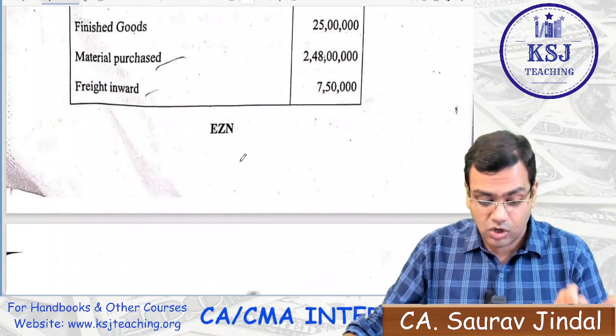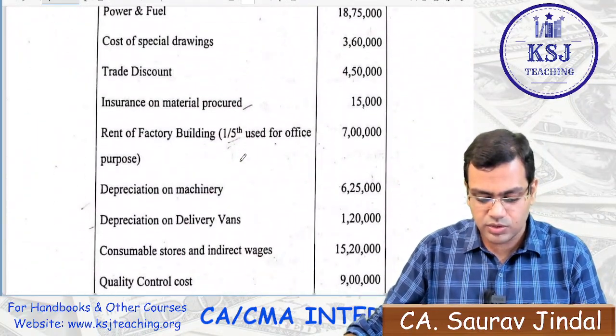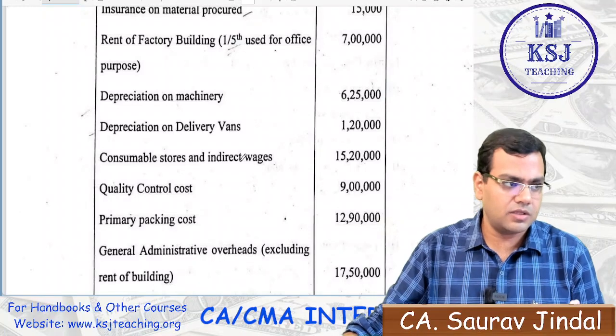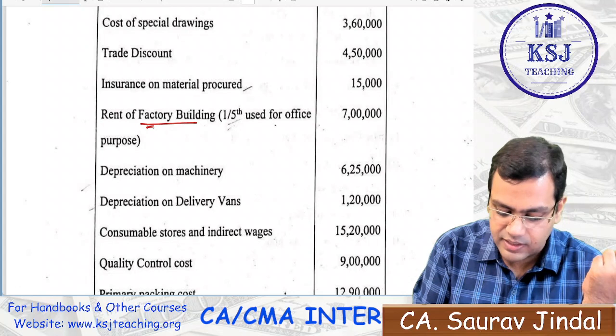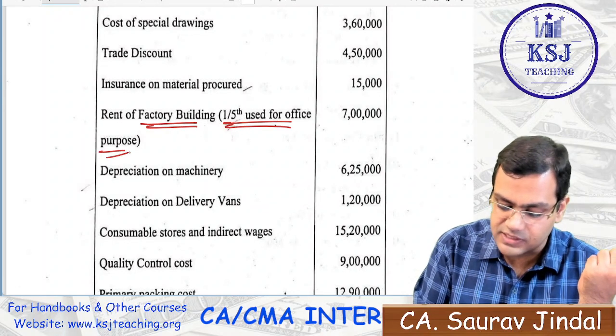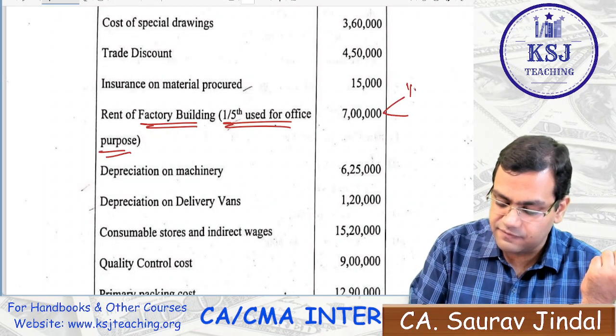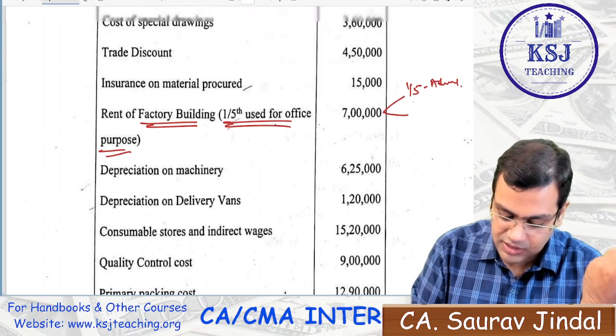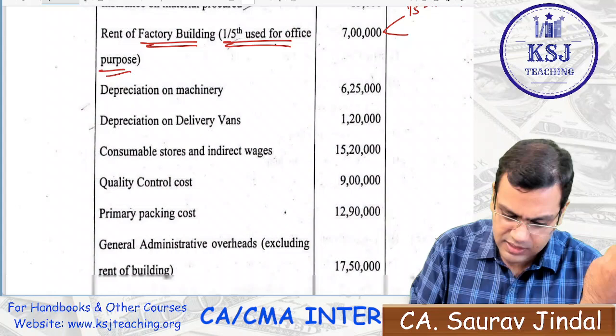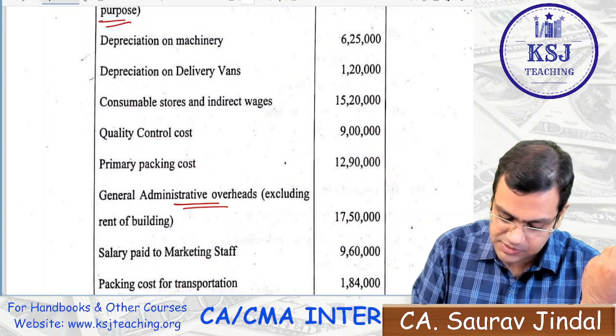After that, cost sheet. A good question on the cost sheet, sir. There were only small points. For example, the rent of factory building, 1/5 used for office. That means out of this, 1/5 is to be taken for admin expenses, office and administration expenses. If it is not separately given, then general administration expenses.